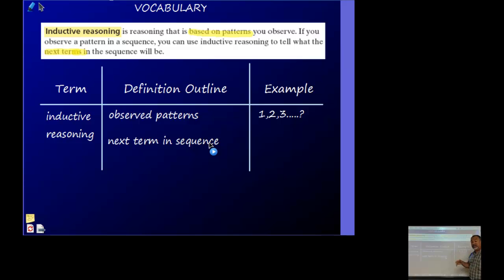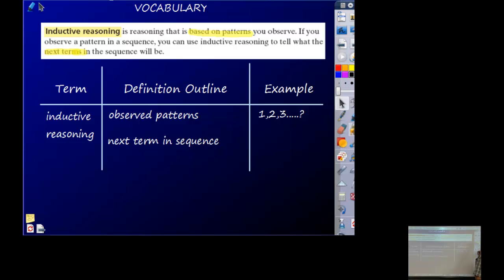Based upon what I see, 1, 2, 3, I would guess that the next term is going to be a 4. The pattern seems to be that the numbers are going up sequentially, so the next number would be a 4. So I used inductive reasoning to look at a series and to make a guess about what the next number might be in the sequence. That's inductive reasoning. So again, I don't need to copy the whole paragraph. I just need to know that it's patterns that I look at, and then I try to figure out what the next term is. That's all you need to have in your notes. All that other stuff is not necessary.